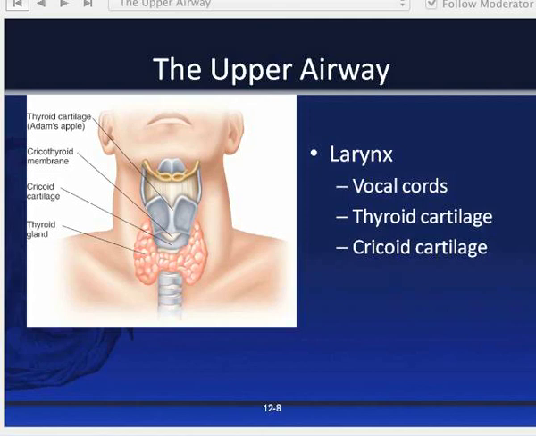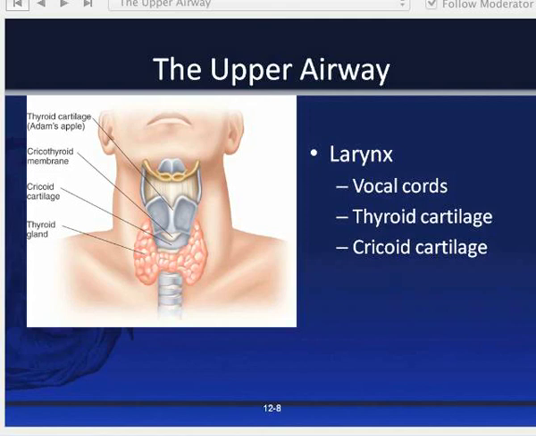The vocal cords are responsible for sound production. The space between the vocal cords is called the glottis. The largest cartilage of the larynx is the thyroid cartilage, also called the Adam's apple. The cricoid cartilage is the most inferior, the lowest of the cartilage of the larynx. The narrowest part of the child's airway is the level of the cricoid cartilage.